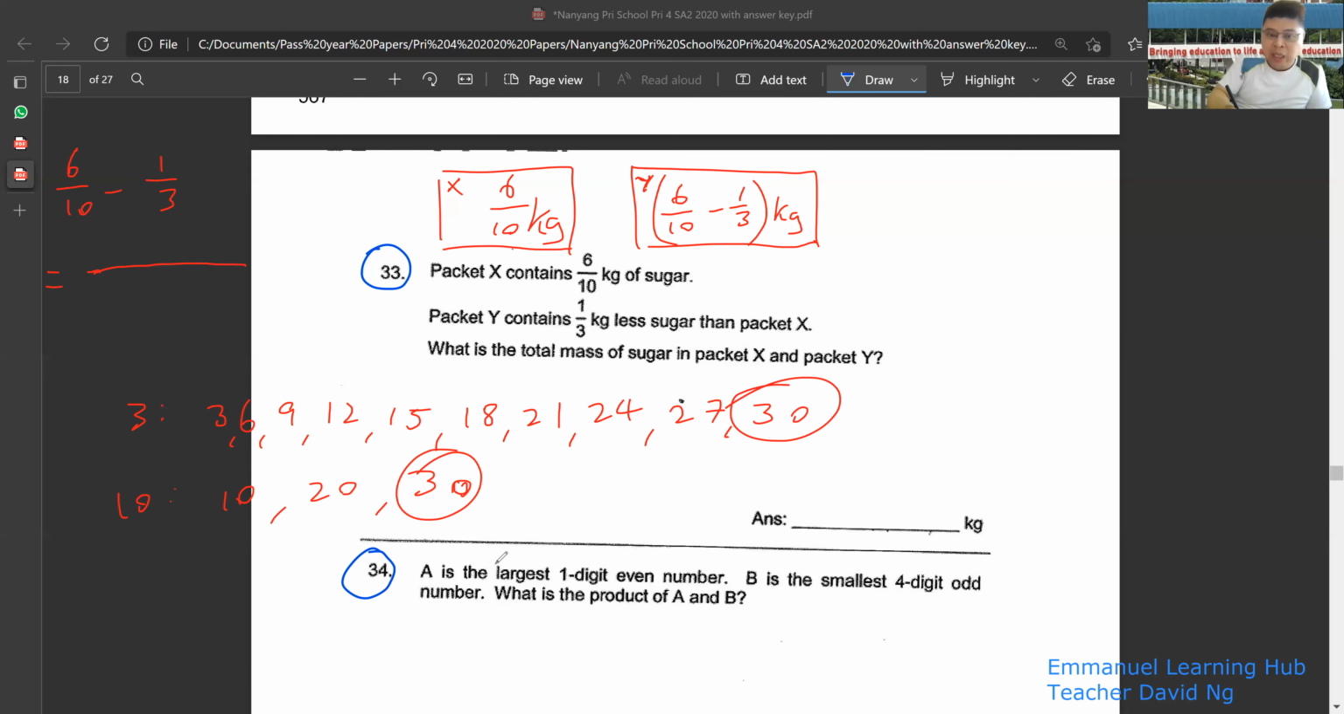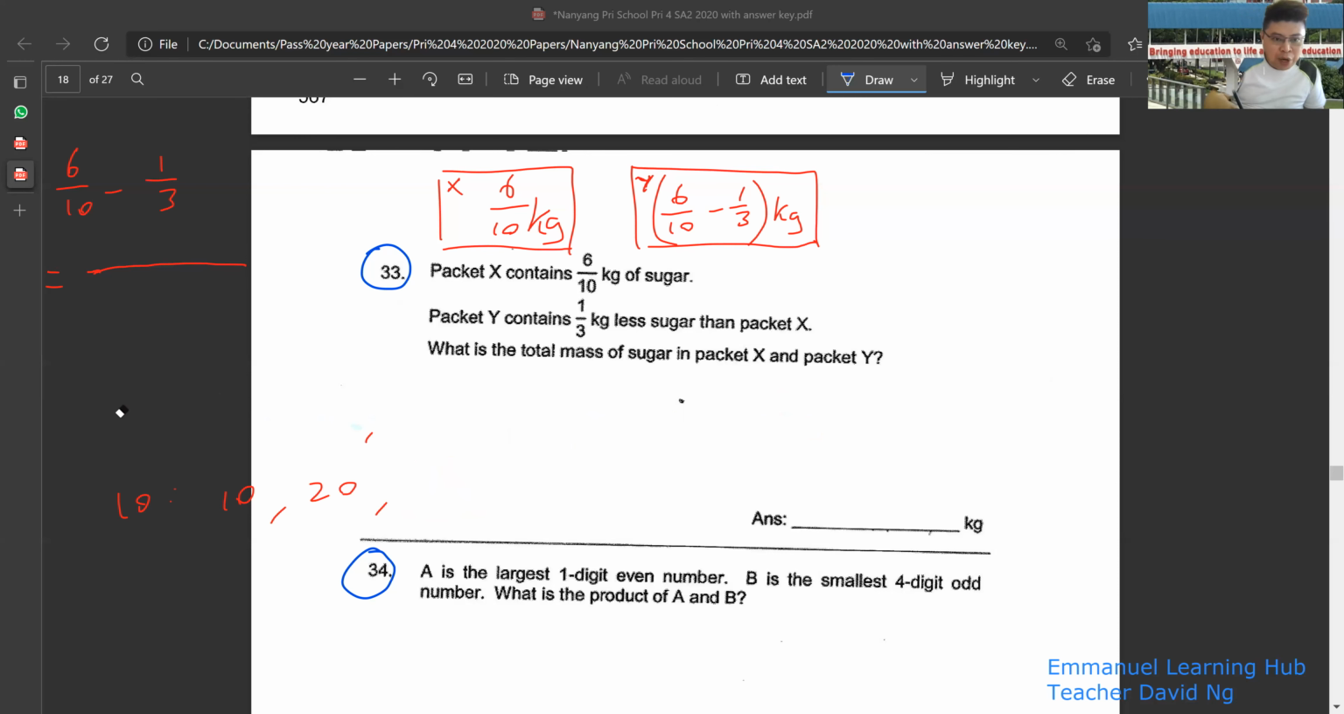This is the long-winded way, and only use this way if you have absolutely no idea how to find the LCM in the exam. So what is the quick way?